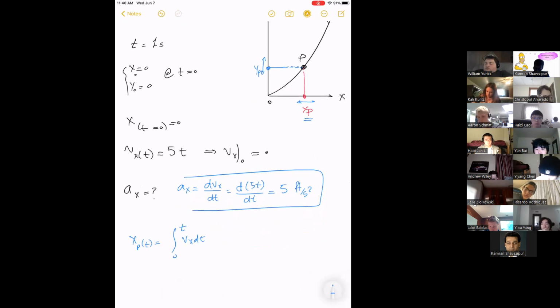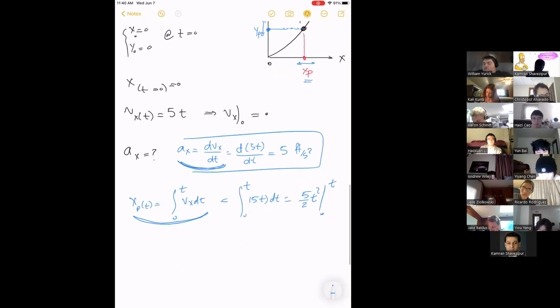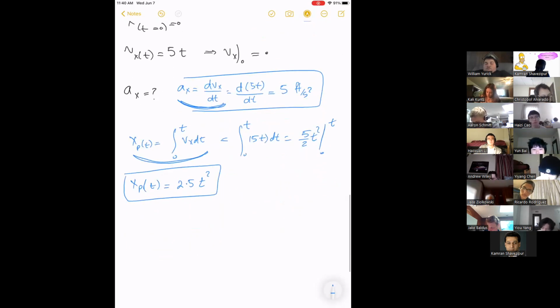Remember, as I take the derivative of velocity to find acceleration, I take the integral of velocity to find displacement, right? So if that's the case, you're going to get the integral from 0 to t of 5t dt. So you're going to get 5/2 t squared from 0 to t. So your xp of t is going to be 2.5 t squared, because at 0, it's 0, right? Initial displacement is 0. That's what it tells us, right?